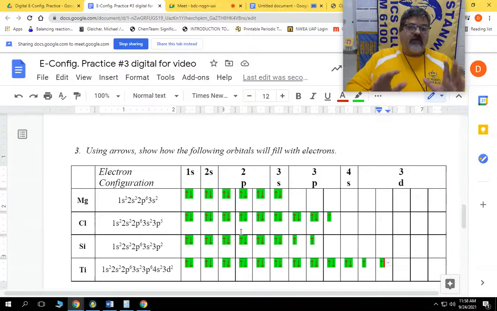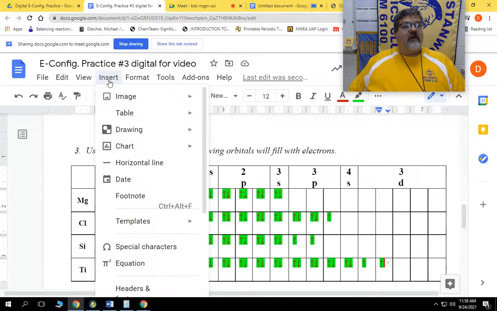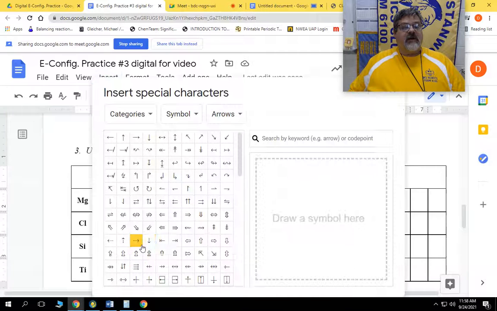Again, copy, paste, do everything you have to do when you do it digitally here to make sure that you can understand. But again, if we want to get those characters, the arrows, go in here, go to special characters, click on that, and we have all those special characters that you need.